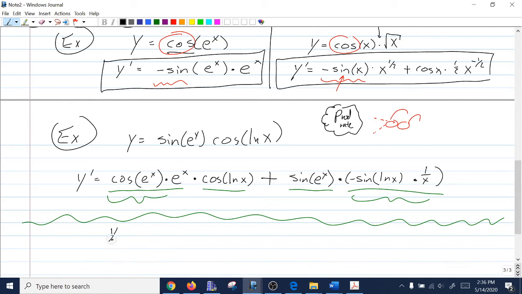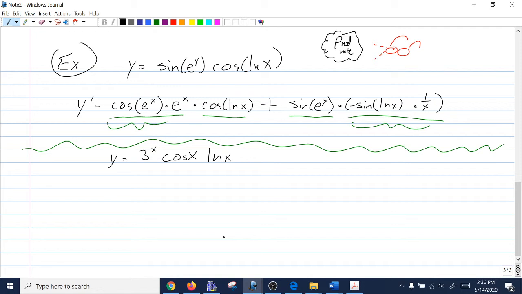Here's one that throws people off a lot. If I write y equals 3 to the x cosine x natural log x. This is three things multiplied together. So this is a product, but it's a triple product. And it feels like, hey, wait, I don't have a special product rule to deal with three things multiplied together. Well, that's okay, because your calculator doesn't have a special three-way multiplication button. The reason your calculator doesn't need it is you just multiply them one at a time. I could multiply these two and then multiply it by that. Or I can multiply these two and then multiply it by that. Either order works. That's the associative property.